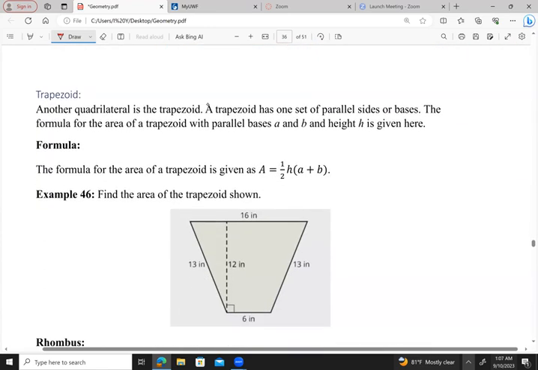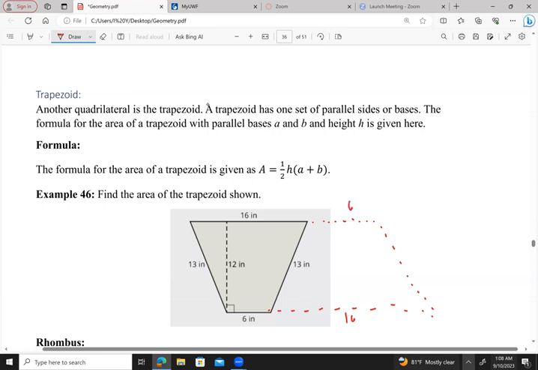Next, we have a trapezoid, which is another quadrilateral. One set of parallel sides are bases. The formula for the area of a trapezoid with parallel bases A and B and height H is given here. And it is 1/2 the height times A plus B. And if you think about this, we can draw the same trapezoid upside down, like here. My drawing's a little off, but you get the picture.